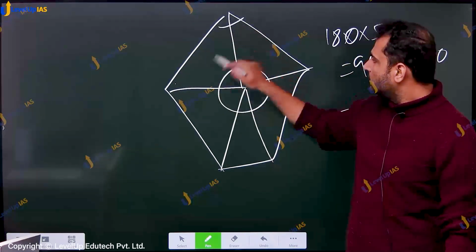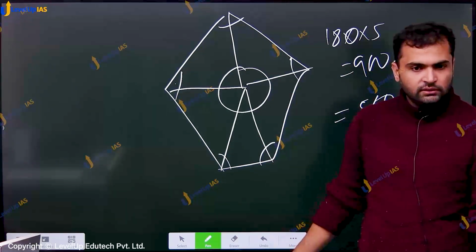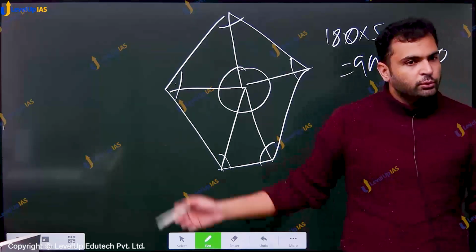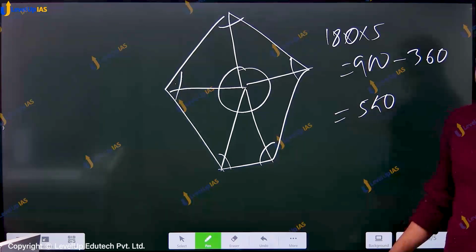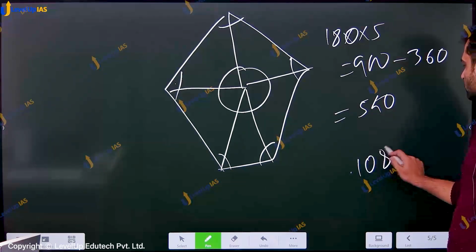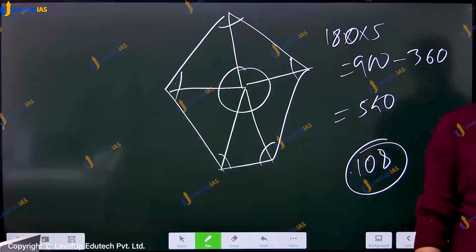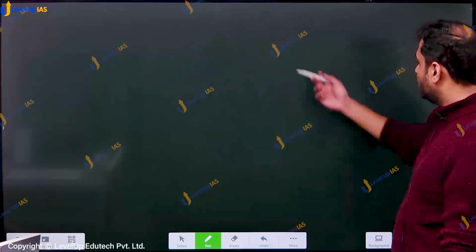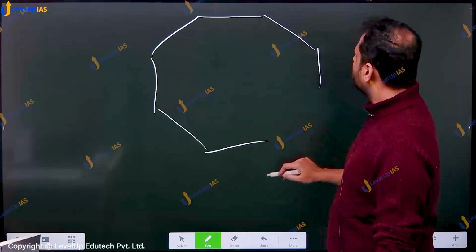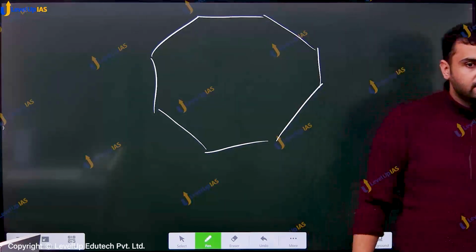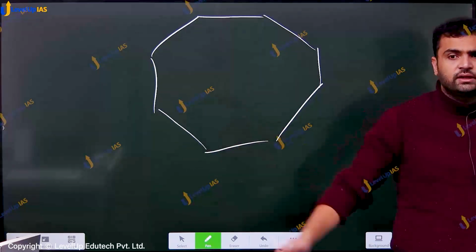So what is 540? Sum of this plus this plus this plus this plus this, right? सही है ना? And all these angles are equal. So what would be each angle? 540 divided by 5, which is 108. And I can do this for any n-gon. So here I did it for pentagon. Let us say I have octagon. 8 sides. If this is regular octagon, all angles are equal. I want to calculate what is each angle.